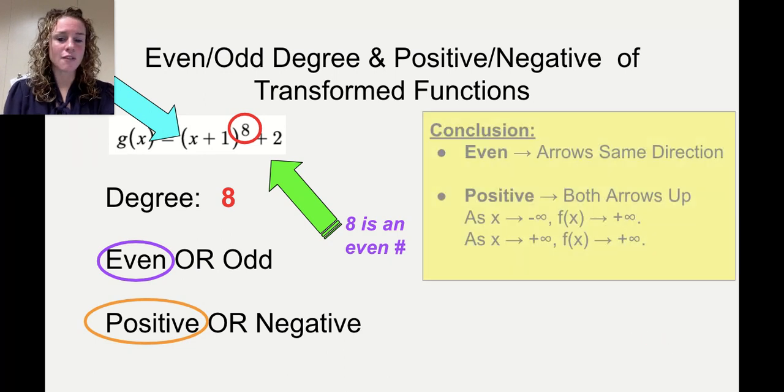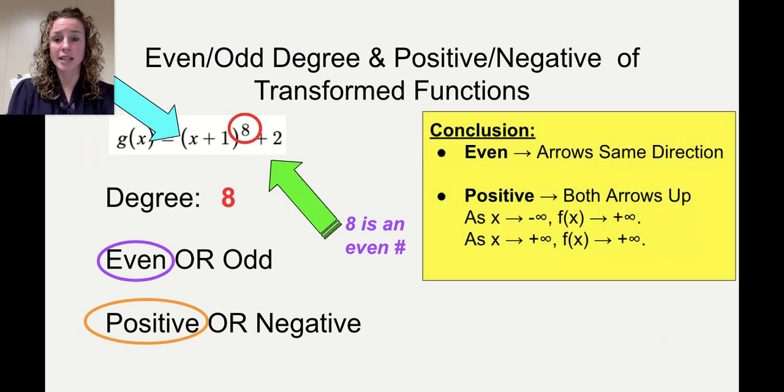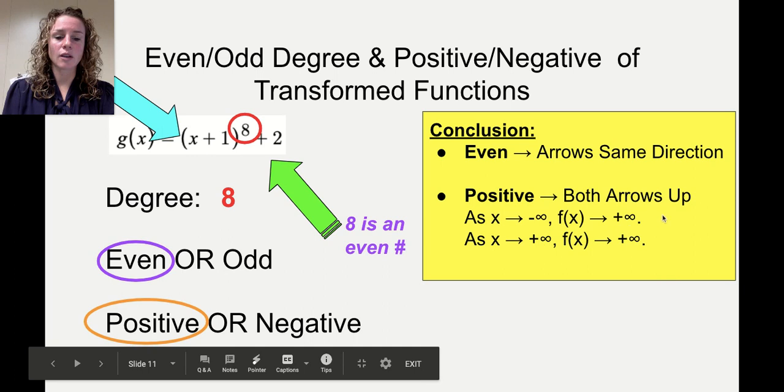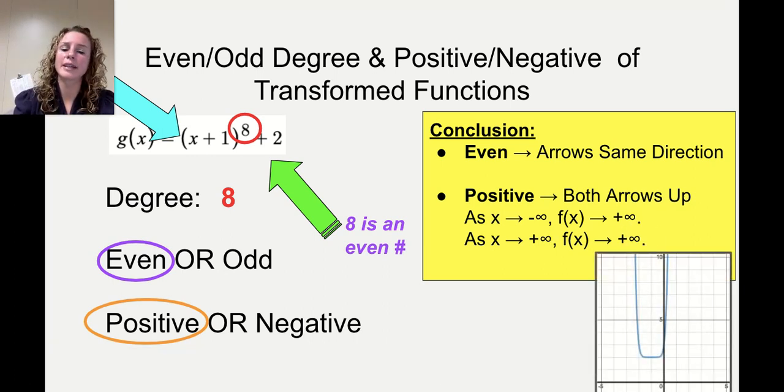Okay, so because of that, we can conclude that my arrows will go in the same direction, and they both will go up because it's positive. So as we go left, it goes up. As we go right, it goes up. And here's what the sketch of that graph would look like.